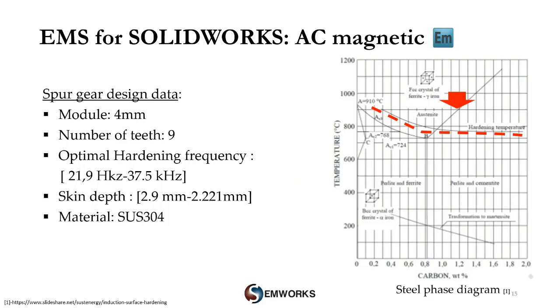Now what about frequency? The frequency is selected according to the required hardening depth. To accomplish a hardening depth of 1 mm or less, a higher frequency between 200 and 900 kHz should be used, and for a depth of 2 mm and greater, a medium frequency between 10 kHz and 50 kHz is required. For our case, and according to the module of the used gear, the optimal heating frequency could be between 22 kHz and 37.5 kHz.